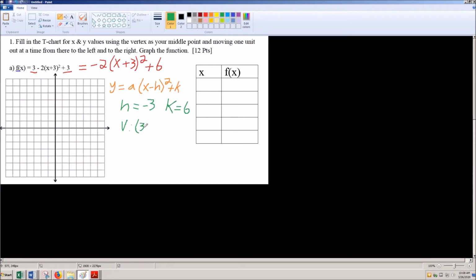So -3, 6, not a great negative sign. There we go. That's going to be the middle of my graph. So here's -3, 6. And now from here, I'm going to go to the left, to the right. So -4, -5, and -2, -1.